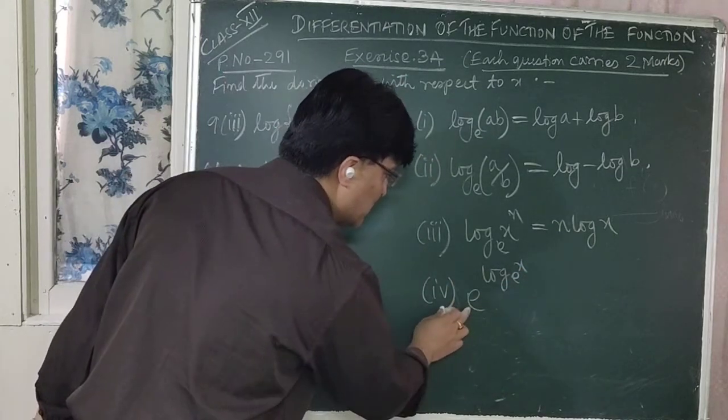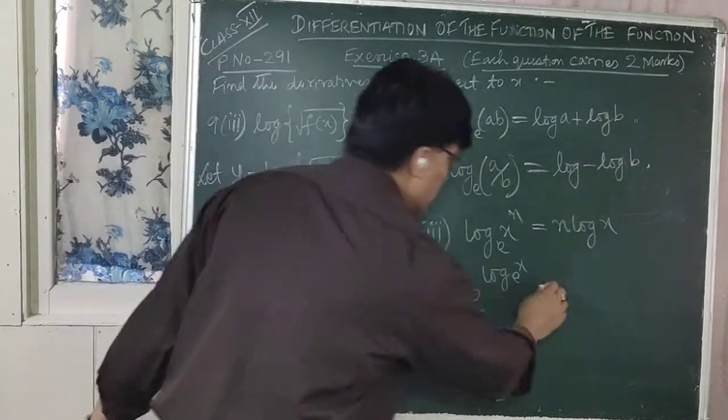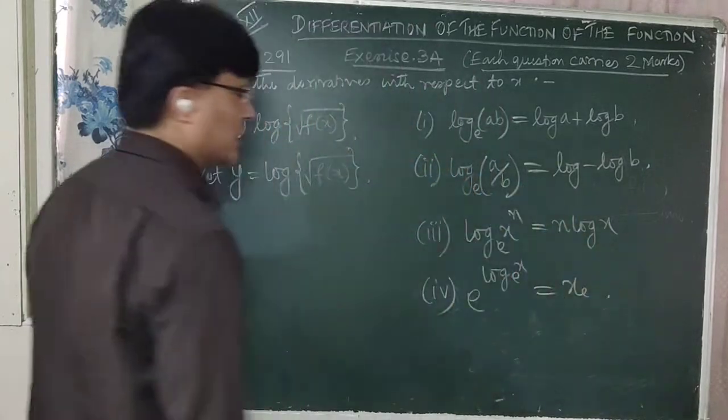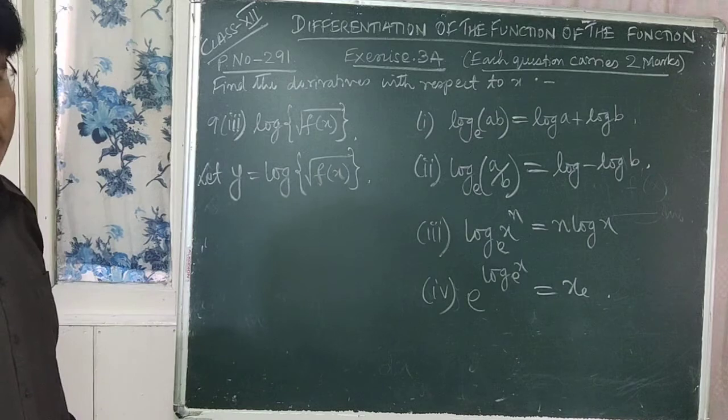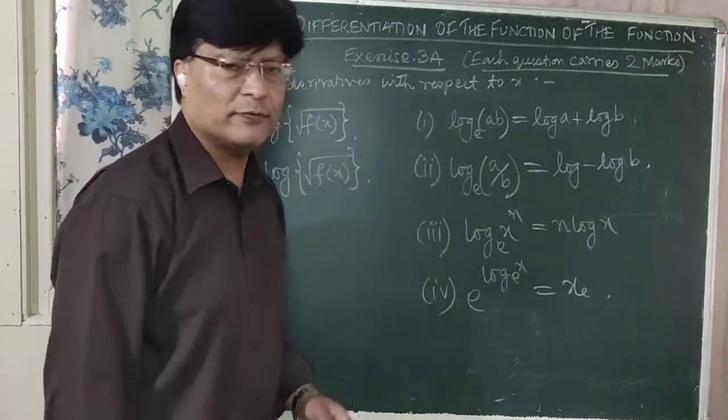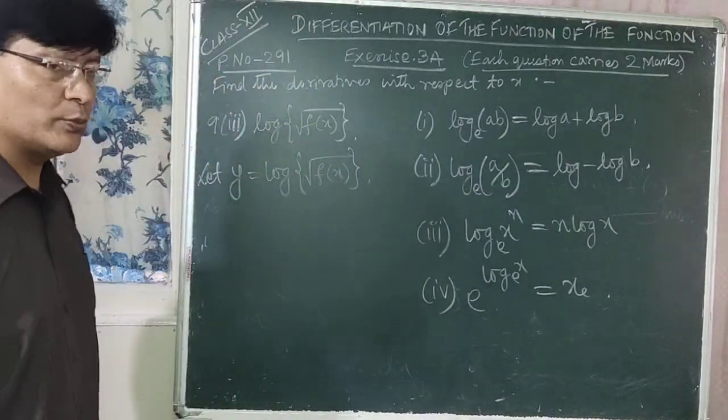And number 4 is e to the power log x base e. These two are the same, this is a and this base is e. So this is equal to x. That is, e to the power log x base e is equal to x. So these are the properties of logarithm that you should know, right?